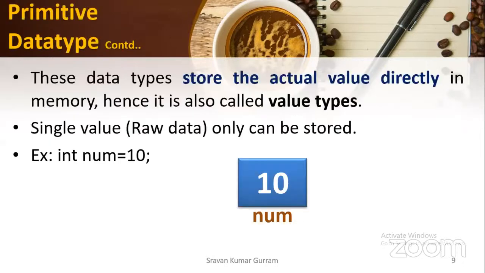This is about primitive data types. What you need to understand from this: primitive data types store the actual value directly in the memory. This image is relevant to this point. A memory is allocated, and within that only the value is stored. You will get the idea when we discuss reference types. In the reference type, this will not happen.